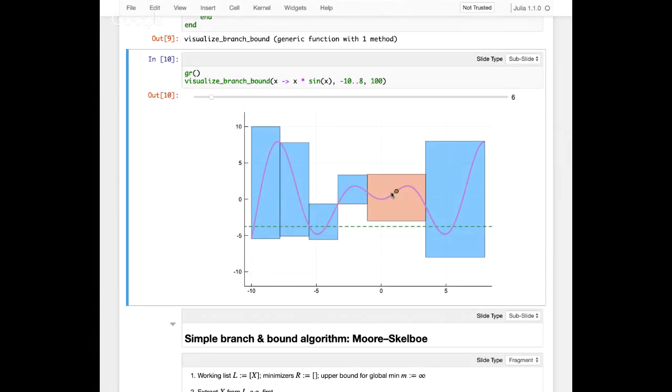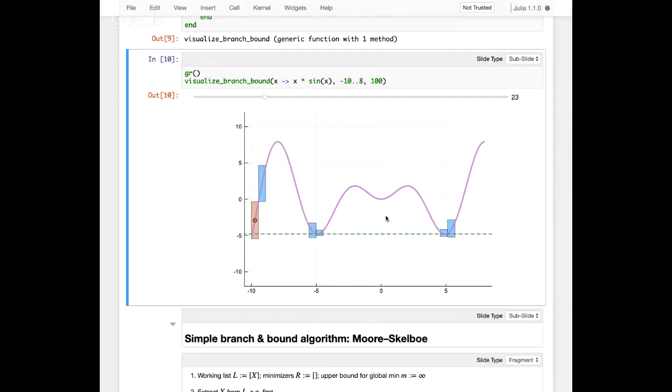But the image of this box is completely above the current upper bound estimate, right? It's completely above this horizontal line. And so I'm going to throw that box away. And so you see that box disappears. And that's what I'm going to carry on doing. And so I just keep on doing that. And you can see that the upper bound keeps moving down. I keep throwing boxes away. And so I accumulate boxes around the minima, the global minima, right?